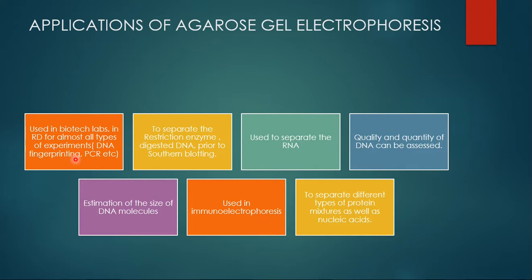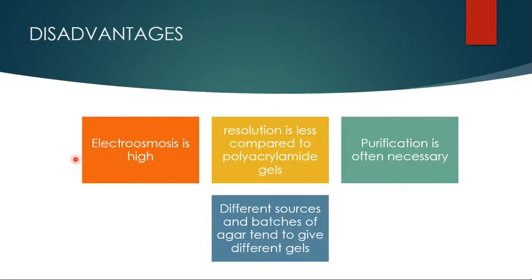Electrophoresis. Then we have to have some disadvantages also about this one. So let's have a look at the disadvantages. The first disadvantage is that electroosmosis is very high. Then resolution is less compared to PAGE. That's what we are going to discuss in the next topic, that is polyacrylamide gel electrophoresis.